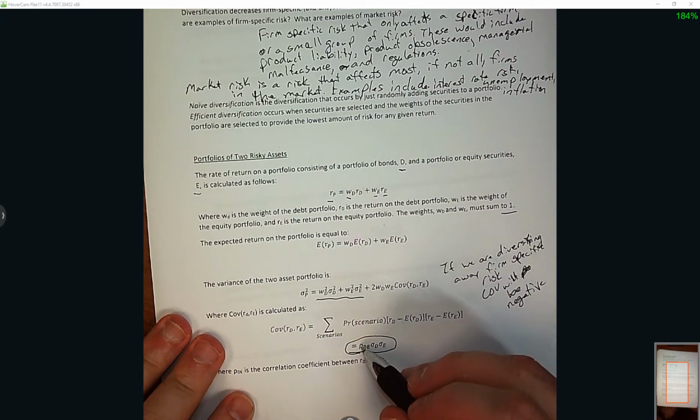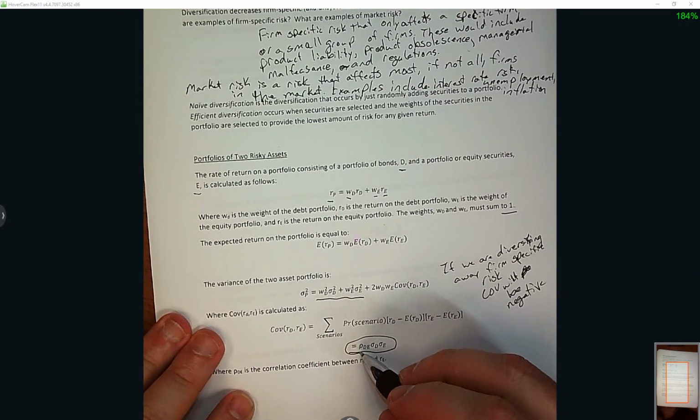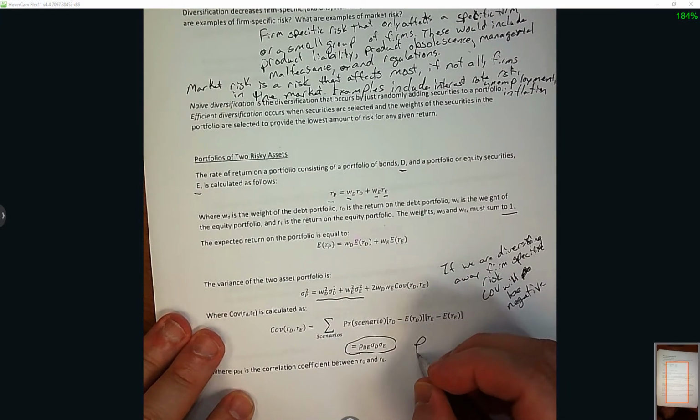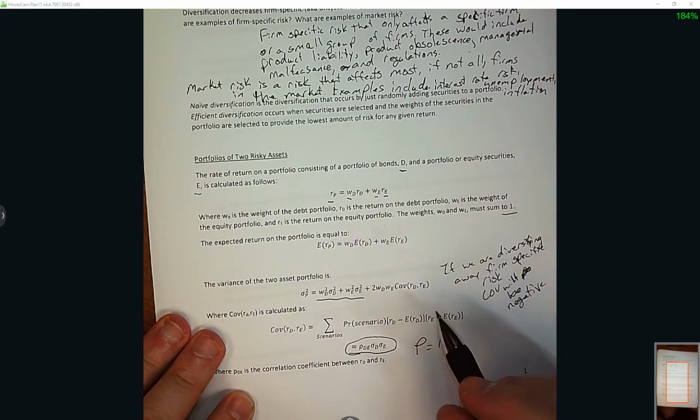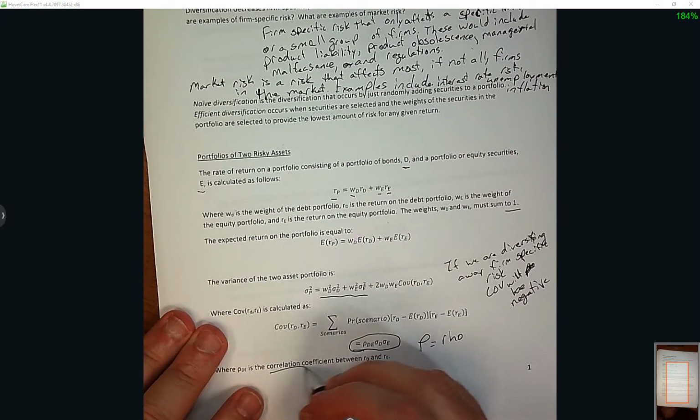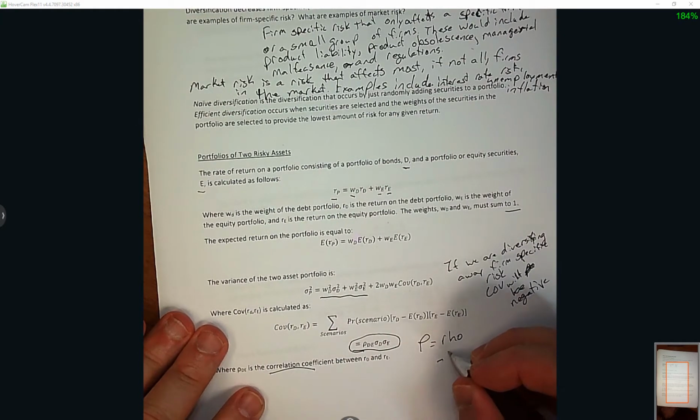So the covariance is equal to the correlation coefficient, rho, the Greek letter rho, multiplied by the standard deviation of the returns for the first investment multiplied by the standard deviation of the returns for the second investment. So rho, the correlation coefficient, can range between -1 to +1. And for the purposes of diversification, we want this to be negative. Okay, we want rho to be negative.